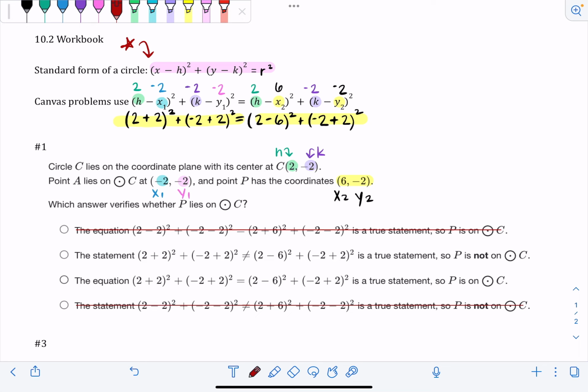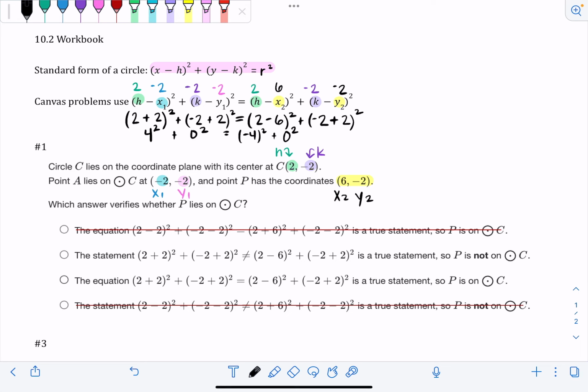And this one's especially hard because there are so many of the same numbers, like a lot of the points involve 2's. Okay, so now to decide between these two answers, I just have to finish simplifying and see if I end up with the same number on each side of the equal sign. So 2 plus 2 squared would be 4 squared, and then plus negative 2 plus 2 squared, that would be 0 squared. And then 2 minus 6, that's negative 4 squared, plus negative 2 plus 2 is 0 squared.